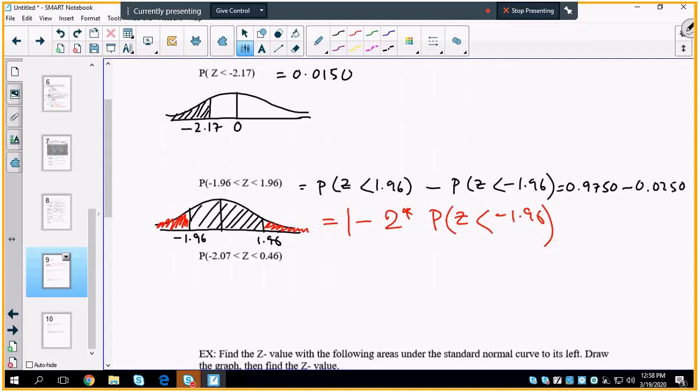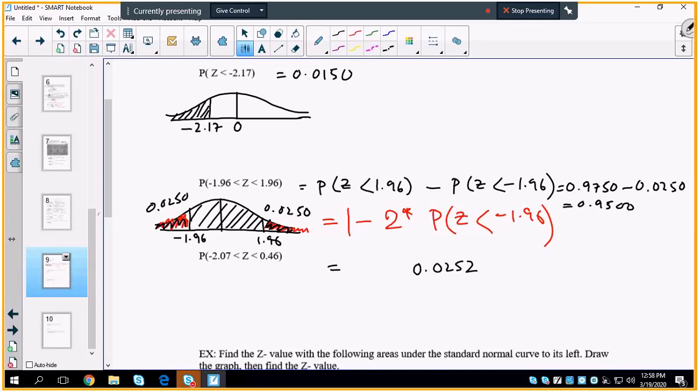And when I do the subtraction, I get 0.9500. That's my required answer. What else did I say? I said find the area to the left of negative 1.96. We found it. That's 0.0250. To the left is 0.0250. This one is 0.0250, so this one, being symmetric, is also 0.0250.